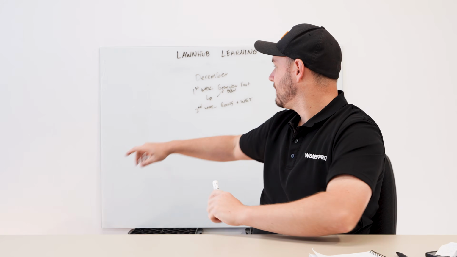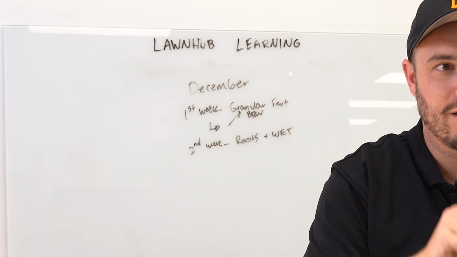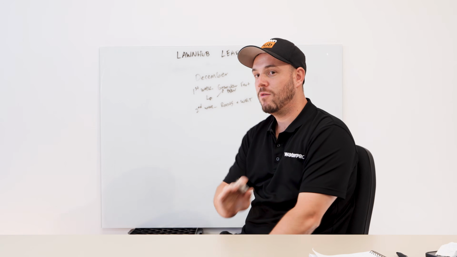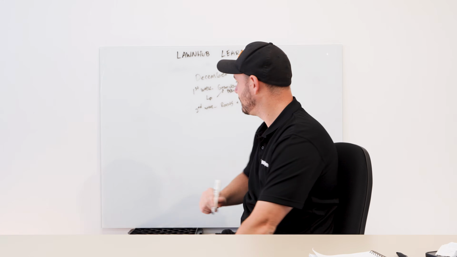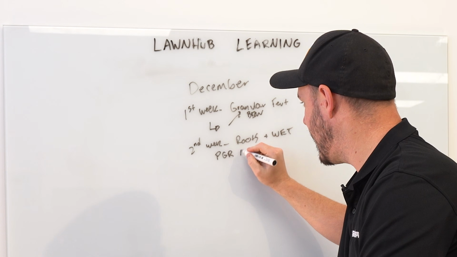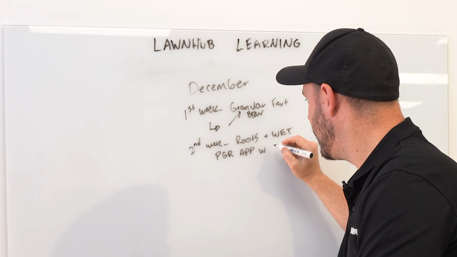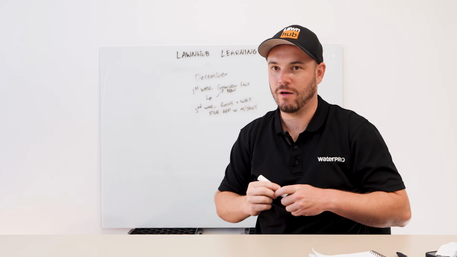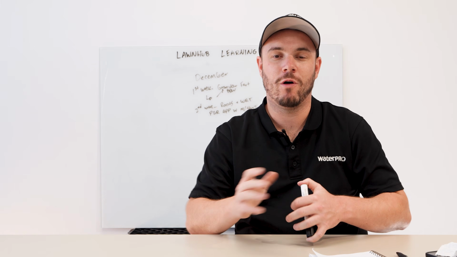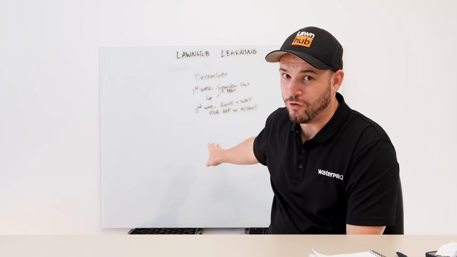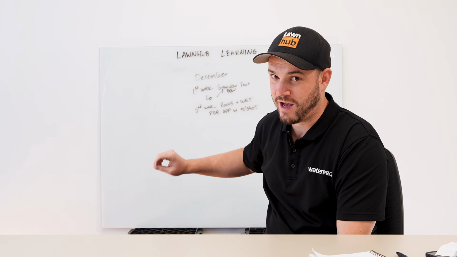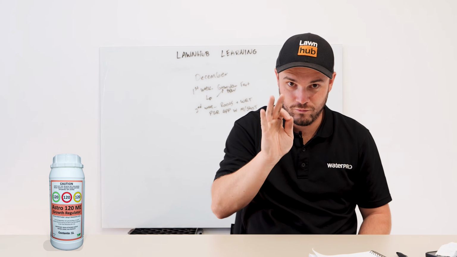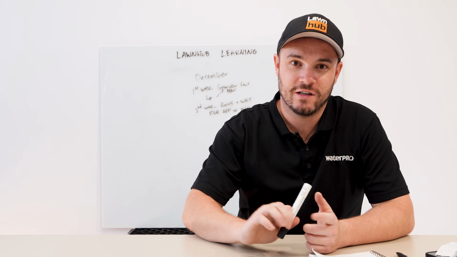This, in this second week, is the time to apply PGR. So we're still in the second week, but only if your lawn is 100% recovered. So that's going to be a PGR app with Money Shot. Now we talked about that in the first video of Lawnhub Learning, about why we do that. But again, if your lawn is fully recovered, looks fantastic, PGR in the second week. Beautiful. So we're 2 weeks into December.